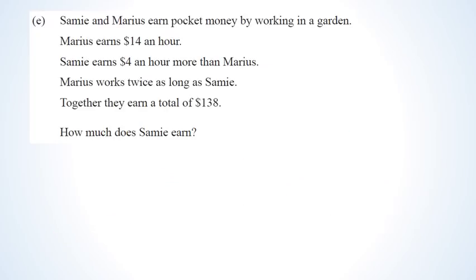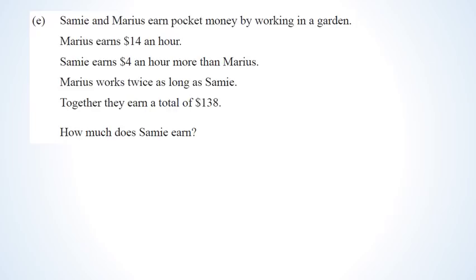All right, guys, so in this question, we got Sammy and Marius. They earn pocket money by working in a garden. Marius earns $14 an hour. Sammy earns $4 more. Marius works twice as long as Sammy, and together they earn a total of $138. So we're trying to figure out how much does Sammy earn.